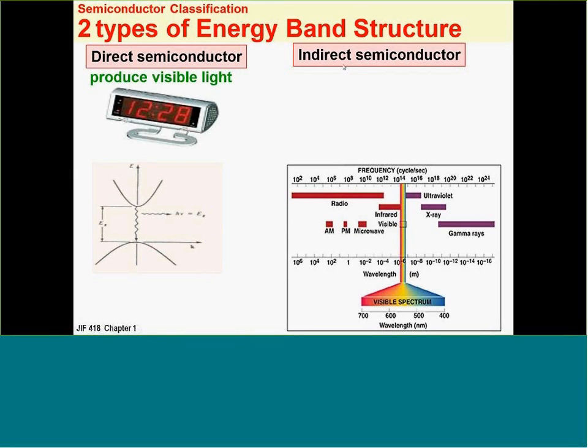But in the indirect semiconductor, normally the energy is not sufficient to reach a visible spectrum. Normally it's around the infrared region. Infrared means it's heat. The energy is not enough to reach the visible spectrum. In terms of energy, the energy is higher as you go from infrared to ultraviolet. Higher.